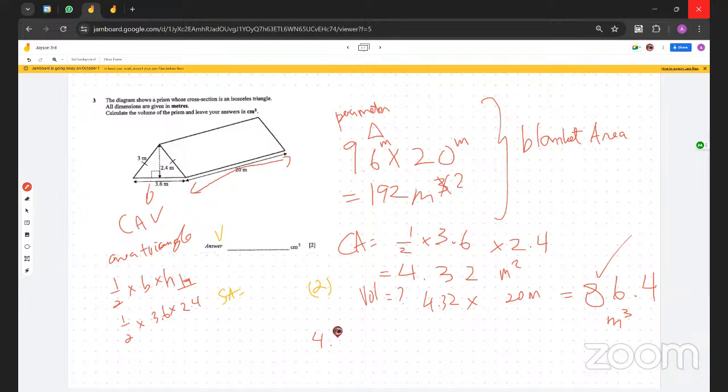Don't repeat the work. Nice. And that's it, that's the surface area. Good for you. Understand? Yeah. Now let's go to the next question.